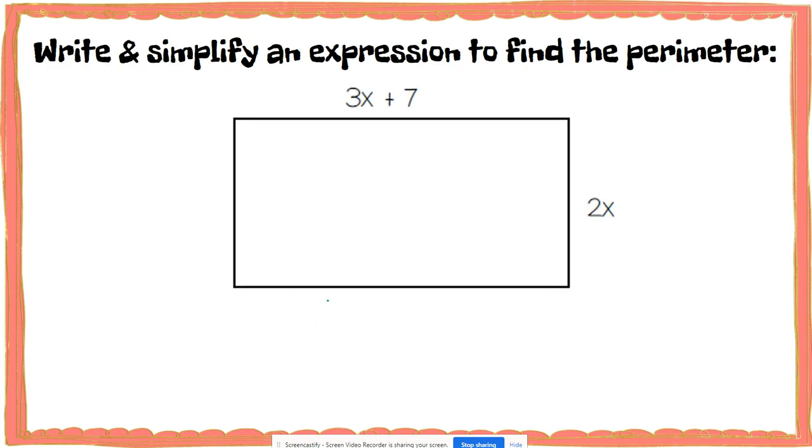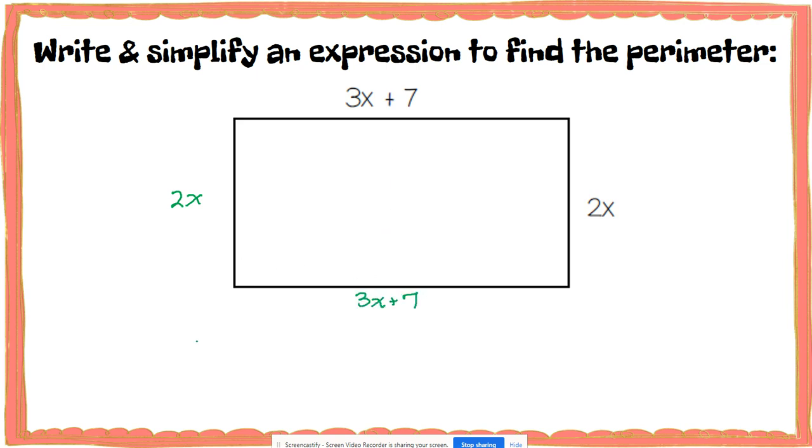Now we can use what we learned to write and simplify expressions for real-world situations. In this case, I have a rectangle and I need to find its perimeter. Well, I know that to find the perimeter of a rectangle, I would add up all the sides. It looks as if they only gave us 2 side lengths, but I know that this side length is 2x and this side length is 3x plus 7.